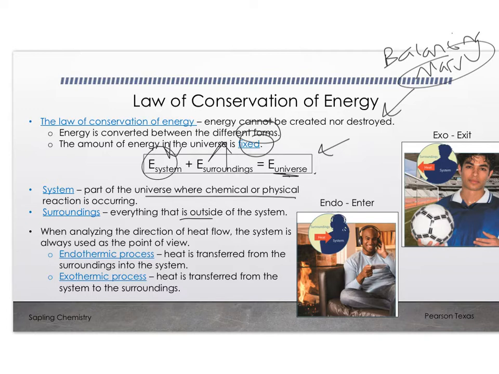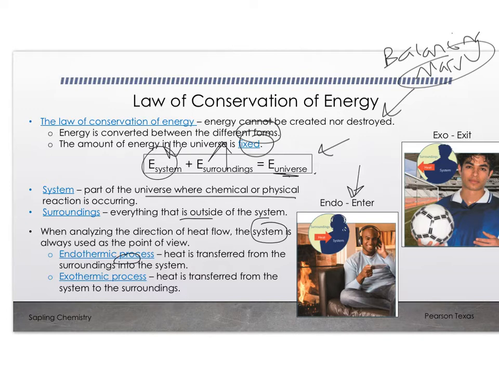Whenever you analyze the direction of heat flow, the system is always used as the point of view. Is the heat going into the system, or is it coming out of the system? If heat is transferred from the surroundings into the system, that is going to be your endothermic process.